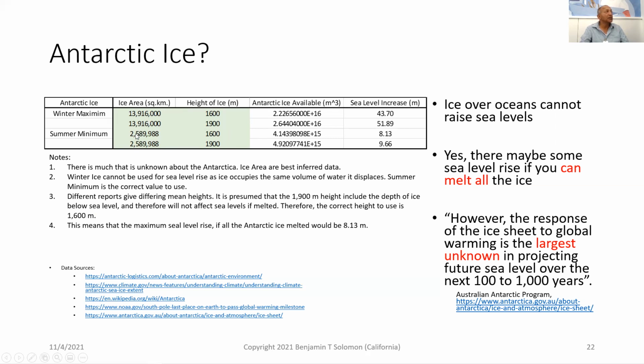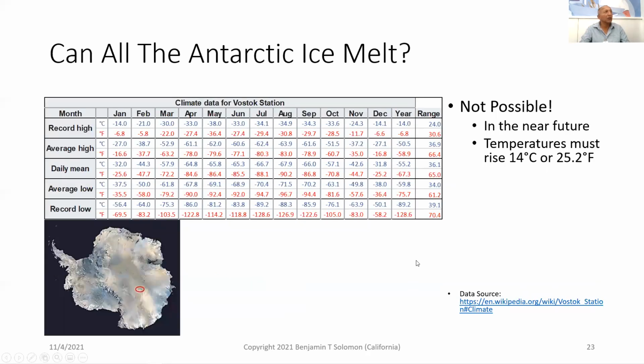What can happen is the ice over the land can raise the sea levels by 8 to 9 meters. That's a possibility. But as the Australian Antarctic program says, understanding the ice sheet is the largest unknown to future sea levels with respect to global warming. And I'll illustrate why they say that. That's my opinion of why they say that.